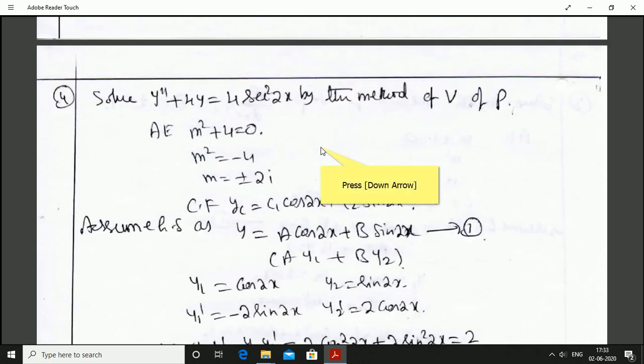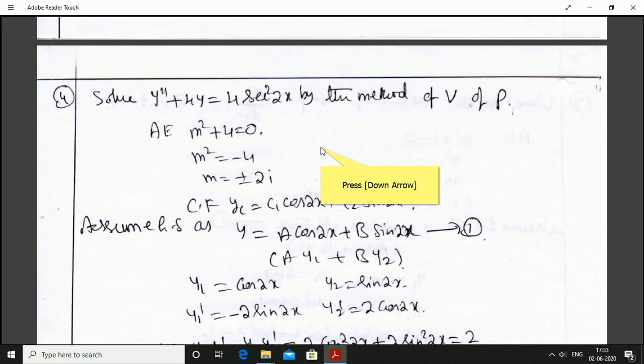Next problem is solve y double dash plus 4y is equal to 4 secant square 2x by the method of variation of parameters. First we'll write the auxiliary equation. Auxiliary equation is m square plus 4 is equal to 0, m square is equal to minus 4, m is equal to plus or minus 2i. Complementary function yc is equal to c1 cos 2x plus c2 sin 2x.